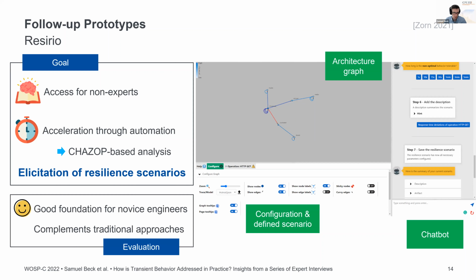An evaluation of Resirio showed that it's a good foundation for novice engineers to elicit resilience scenarios, and it complements traditional approaches as well.